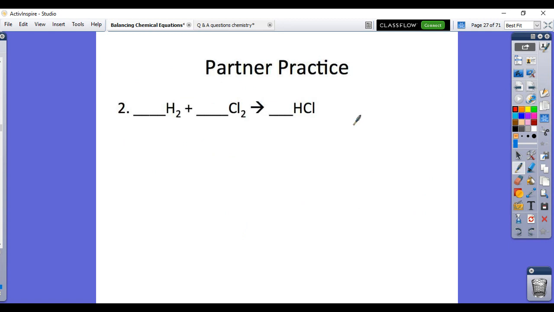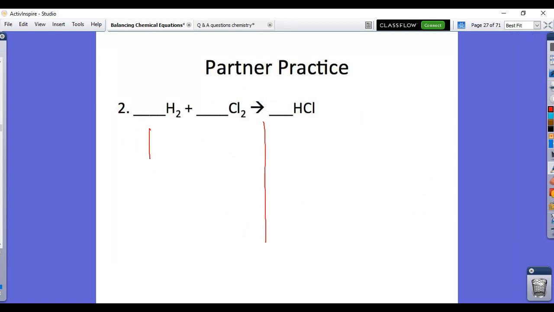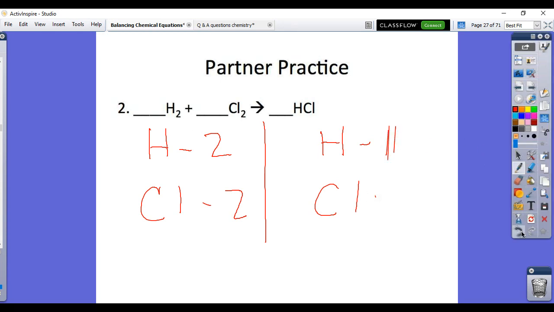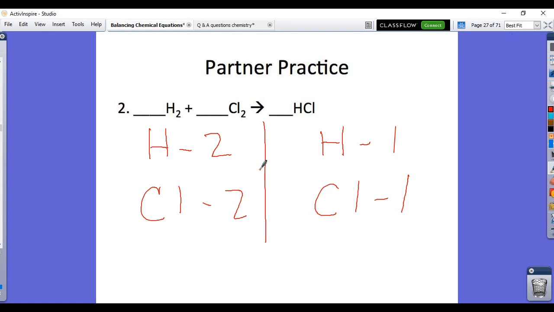The next practice, these are all just real simple ones. They're going to get a little bit more involved. So we have 2 and 2, 1, 1. Oops, let's fix that. 1 and 1. So hopefully you've already done these and you're just checking your work. So hydrogen has 2, this hydrogen has 1. So I need this hydrogen to be 2, so I have to put a 2 there.